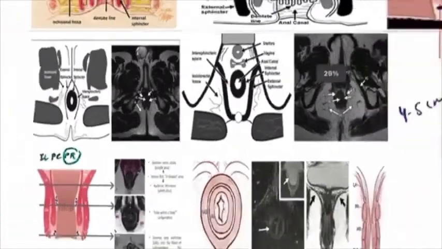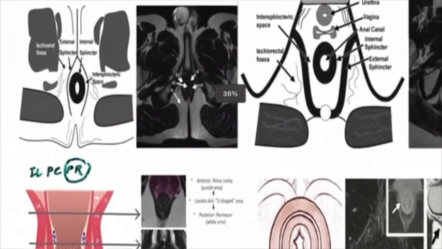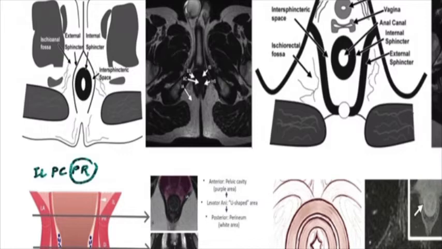So see this, these are the axial images. This is the external sphincter, this is the internal sphincter, and within it lies the mucosa of the anal canal. The fat outside this external sphincter is the ischio-anal fossa fat. What lies in between these two sphincters is the intersphincteric space.